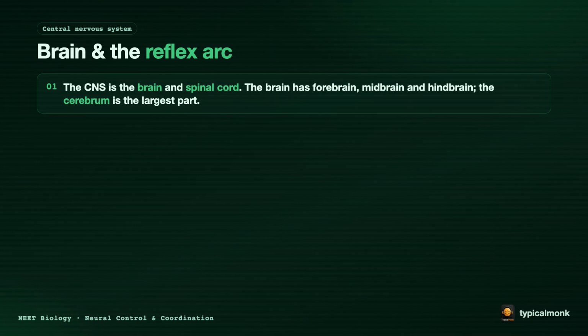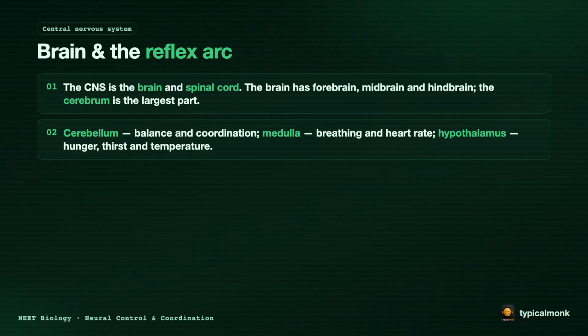Now, the central nervous system, and one of its neatest tricks. The central nervous system is the brain and the spinal cord. The brain has forebrain, midbrain, and hindbrain. The cerebrum is its largest part. The cerebellum handles balance and coordination. The medulla controls breathing and heart rate. The hypothalamus manages hunger, thirst, and temperature.